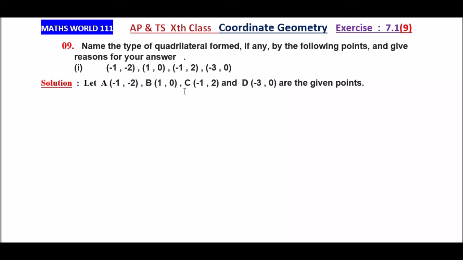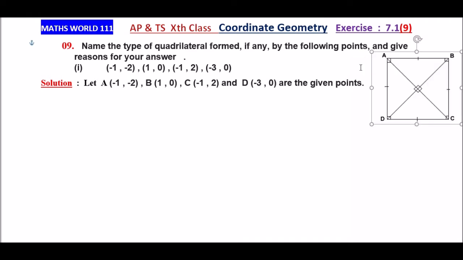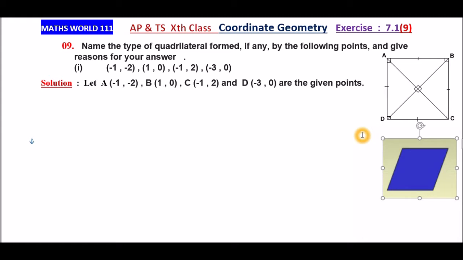So these are the 4 points. So we have to name the type of quadrilateral. The quadrilateral may be the square or the parallelogram. So name the type of the quadrilateral formed by these 4 points. So how can we say the given figure is a square or parallelogram? Suppose if all the sides AB, BC, CD and AD are equal and the two diagonals AC and BD are also equal, then we can call it is a square.